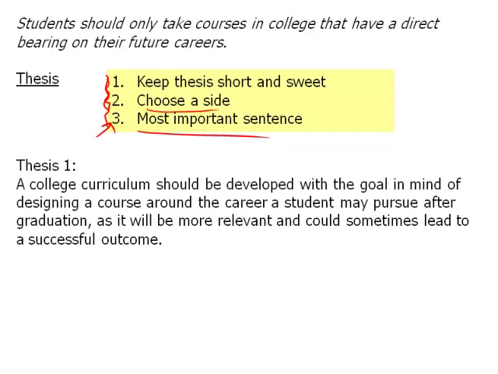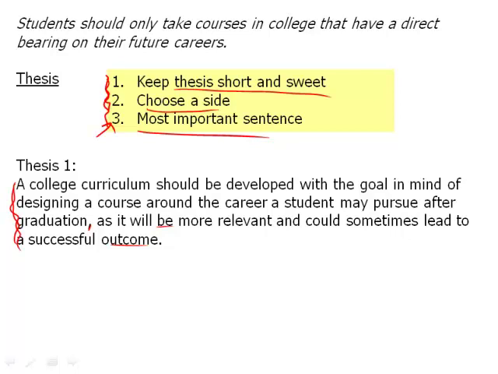So thesis number 1: a college curriculum should be developed with the goal in mind of designing a course around the career a student may pursue after graduation, as it will be more relevant and could sometimes lead to a successful outcome. Okay, first thing, is the thesis short and sweet? It's about 4 lines long. It's tending to ramble here, and the answer to that is obviously no. However, many students think that this is a great thesis. It is not, though. It is rambling, it's not getting to the point, and it's definitely not concise.